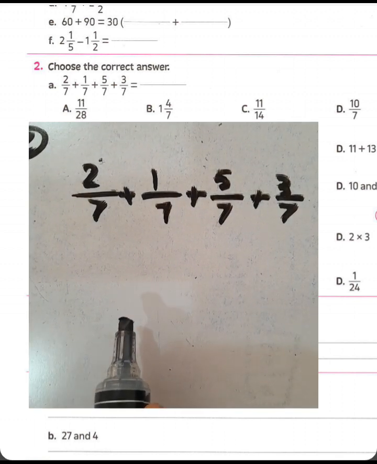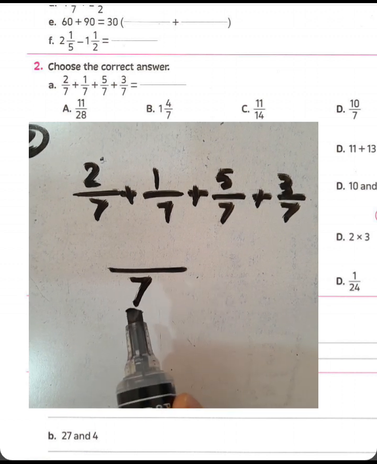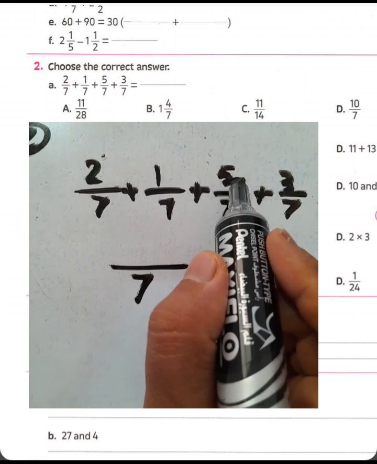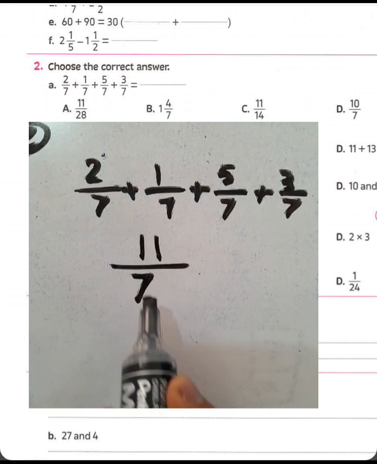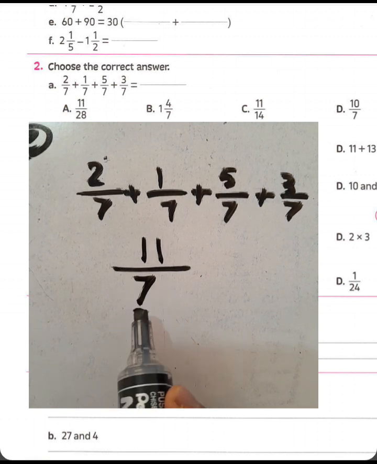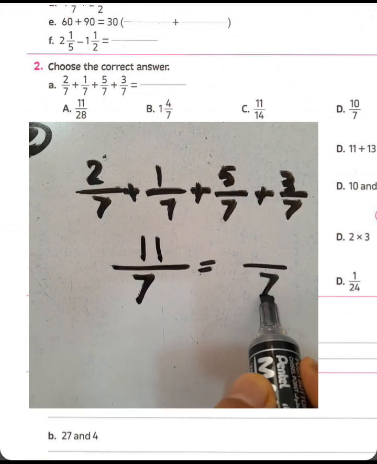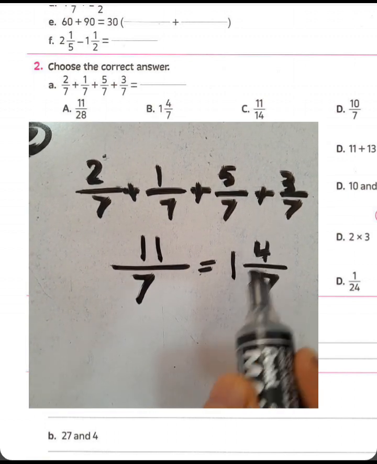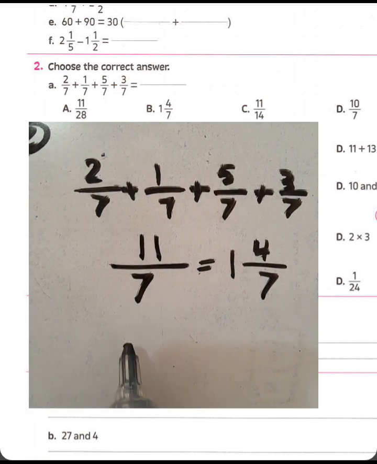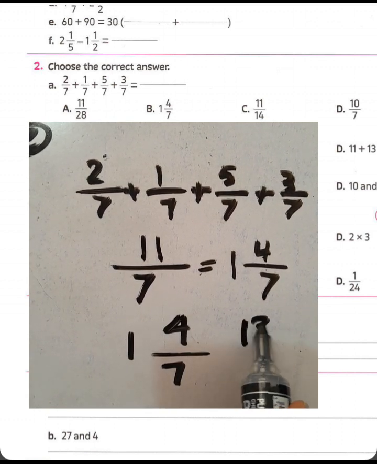We have the common denominator, so we can use 7. 2 plus 1 is 3, 3 plus 5 equals 8, 8 plus 3 equals 11. 11 over 7. But 11 over 7 is improper, so you must convert it to a mixed number. Write 7 in the denominator, and 11 divided by 7 equals 1 with remainder 4. The result will be 1 and 4 over 7, letter B.